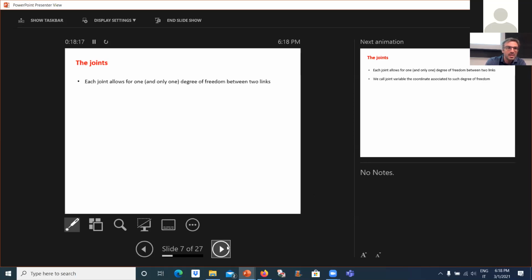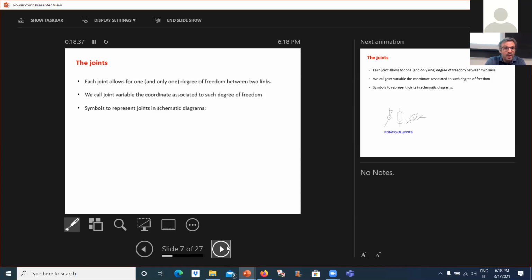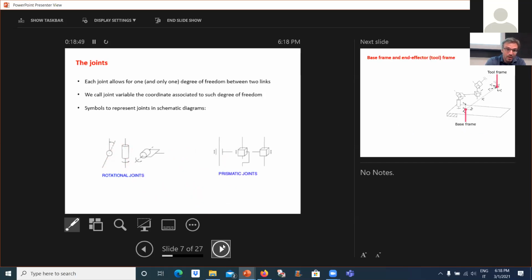The joints, as I said, allow only 1 degree of freedom between 2 links. Each joint allows only 1 degree of freedom. And the joint variable is the coordinate associated to such degrees of freedom. And the way we represent the joints in our diagram is this one for rotational joints, and this for prismatic joints.